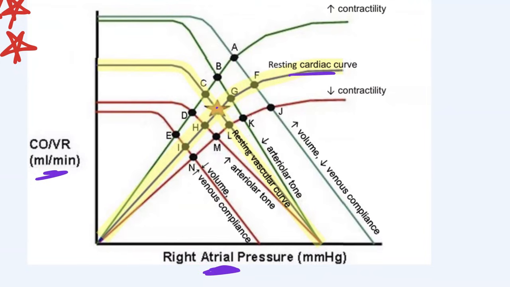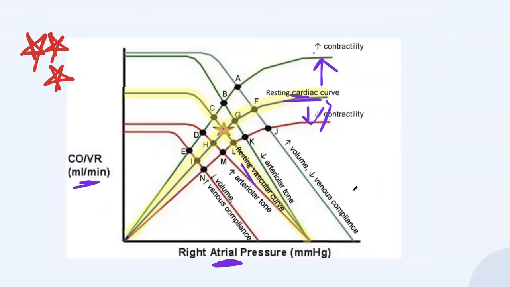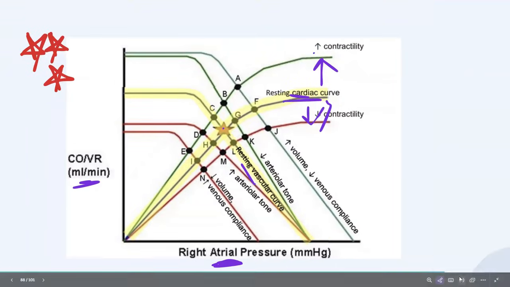What happens if the contractility of the heart increases? I'm talking about the heart. That means you have to focus on the cardiac curves. So either it's this one or this one or this one. So this is the normal one, right? Resting cardiac curve. If you increase the contractility, the curve is going to go upwards. If you decrease the contractility, the curve is going to go downwards. Okay, this is for the heart.